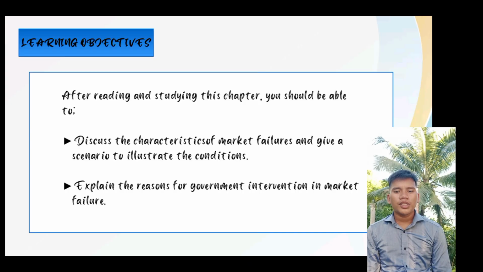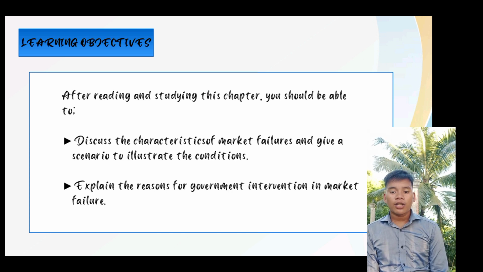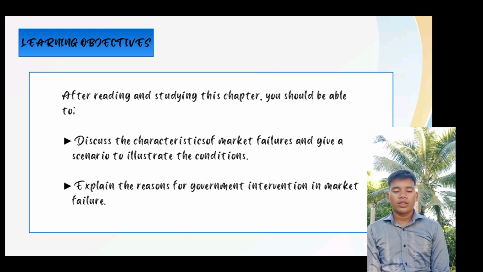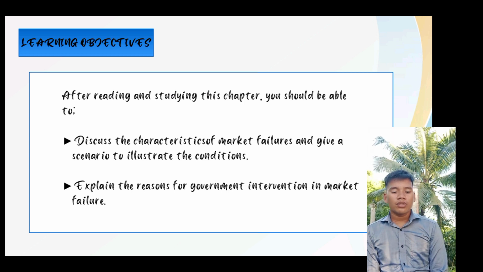The coverage of my topic are: market failure, how does market failure happen, types of market failure, principal agent problem, information failure, externalities, and the last is costs and benefits. Learning objectives. After reading and studying this chapter, you should be able to discuss the characteristics of market failures and give a scenario to illustrate the conditions. Second one is explain the reasons for government intervention in market failure.